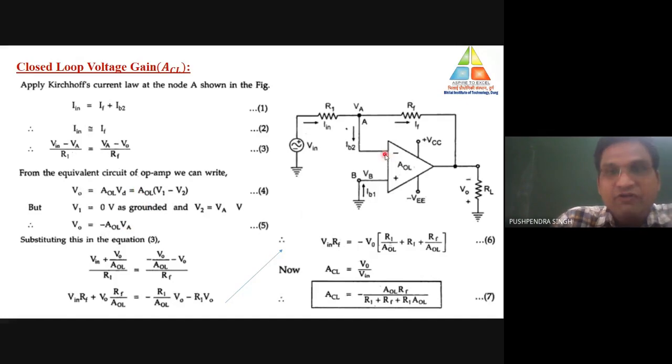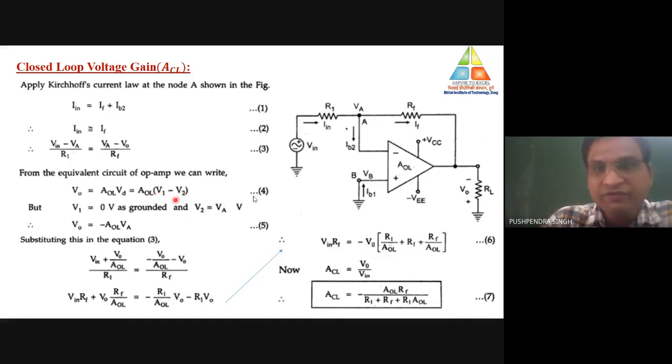As we know, in case of an operational amplifier, the output voltage is directly proportional to the difference of the inputs. So let us use that definition. V0 is equal to AOL into VD, where VD is the difference of two input signals, and AOL is the open loop gain of the op-amp. So V0 is AOL into (V1 minus V2), where V1 is the non-inverting terminal voltage and V2 is the inverting terminal voltage. Always in a differential amplifier, positive voltage is the non-inverting terminal voltage and negative voltage is the inverting terminal voltage.